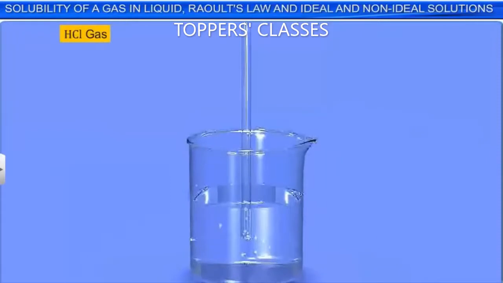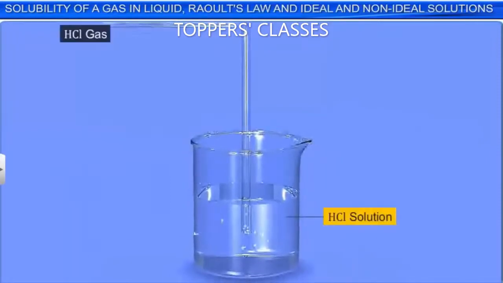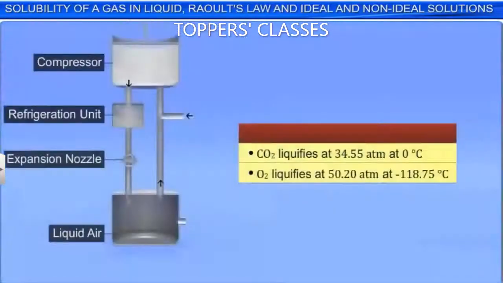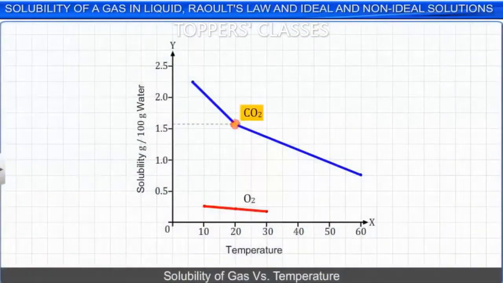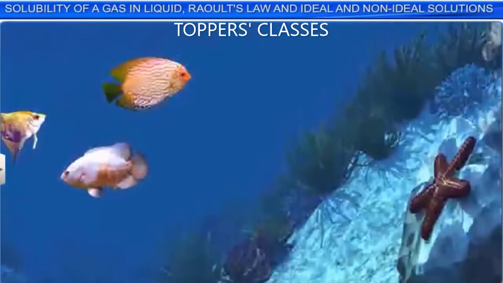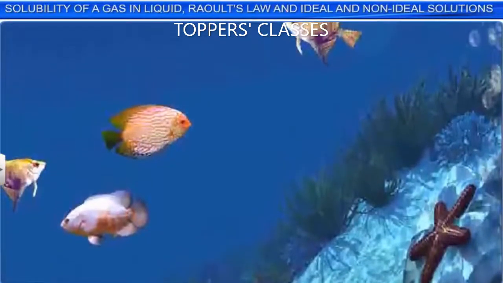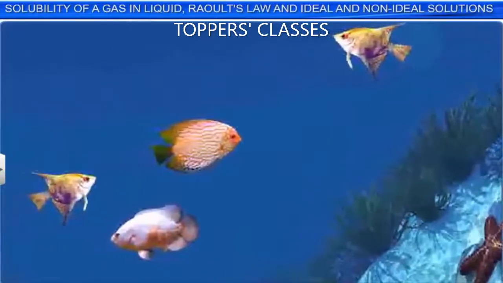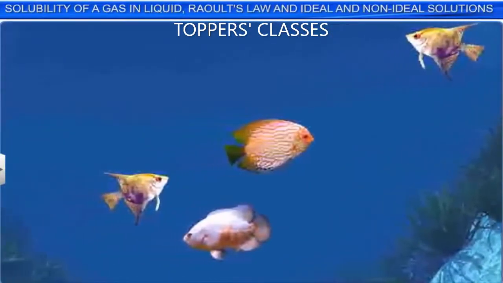Gases dissolve in liquids to form solutions. Generally, gases that are easily liquefiable are more soluble in a solvent. For example, carbon dioxide is more soluble in water than oxygen at a given temperature. Oxygen dissolves in water to a very small extent, about 5 to 10 milliliters per liter of water. However, even this small quantity can sustain aquatic life.